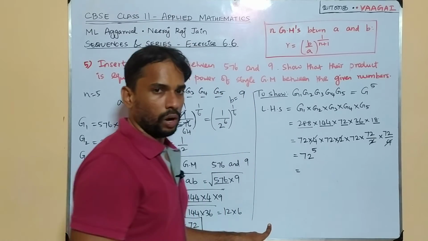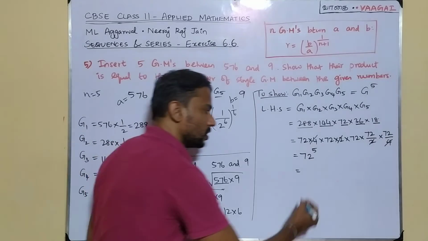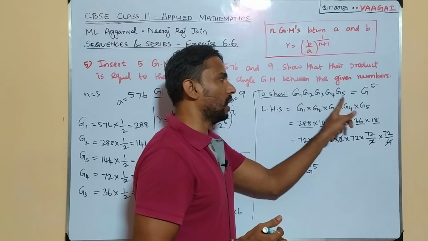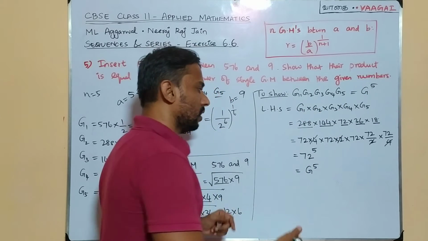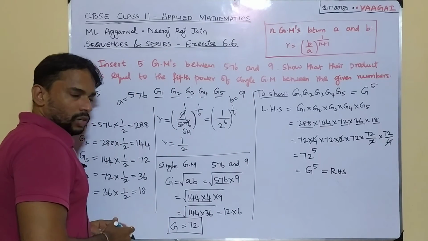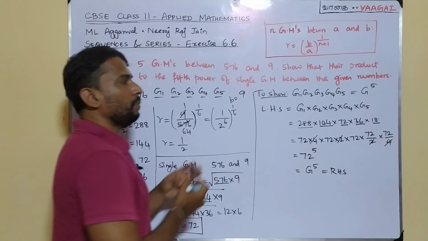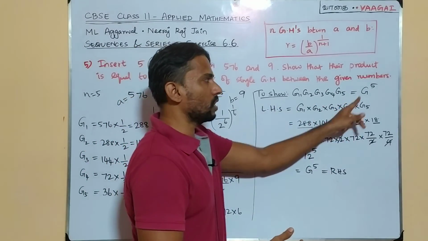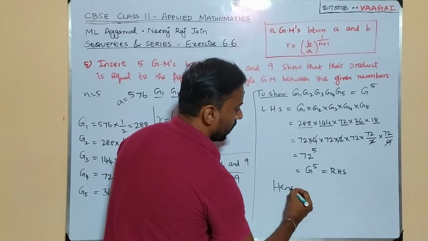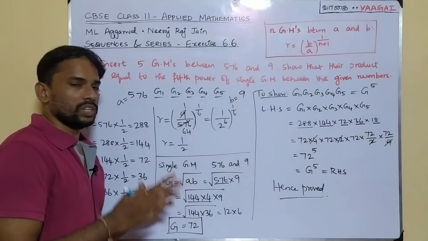And what is this equal to? What is our 72? 72 is nothing but the value of the geometric mean, the single geometric mean G. So G power 5. That means we are successfully able to show that your left hand side is equal to G power 5, which is your right hand side. So we are able to get the values of the 5 geometric means and the single geometric mean between the given two numbers, and at the same time show that this product is equal to this value power 5. Hence proved. This is the solution and proof for question number 5.